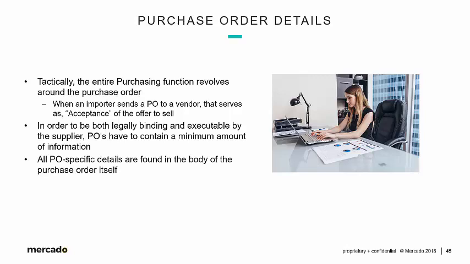Second bullet, in order to be both legally binding and executable by the supplier, POs have to contain a minimum amount of information. We're going to go way beyond the minimum amount in our examples, so don't worry too much about that. But the real important theme of this section is all PO-specific details are found in the body of the purchase order itself, especially if we as the importer don't have an underlying sales agreement, purchase and sales contract in place with the vendor.